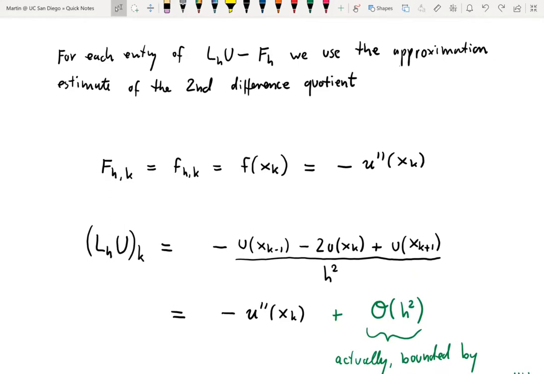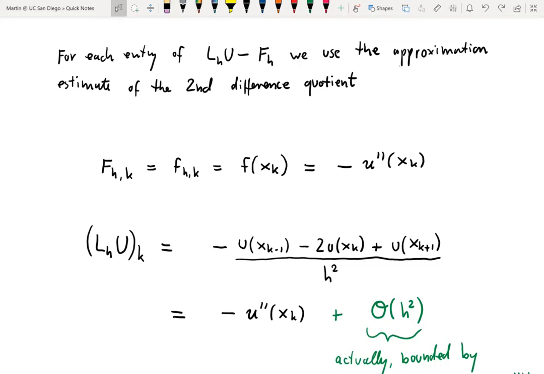Now, for each entry of this vector LHU minus FH, we can actually use the approximation estimate for the second order difference quotient. So let us recall that FHK, the k-th entry of the vector FH, can be written as the right-hand side F evaluated at the nodal point xk, and that again is the same as negative U prime prime of xk.